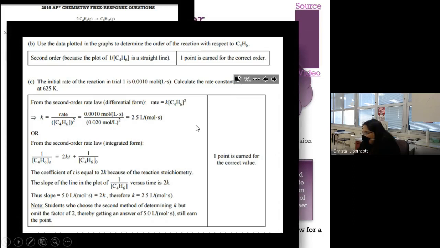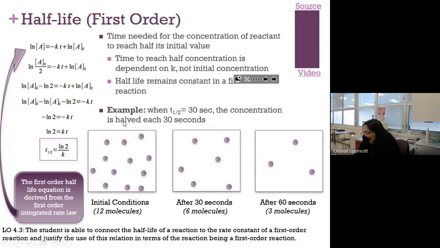So that is where we will leave off for today. We will start talking about first order reactions mañana. Good?